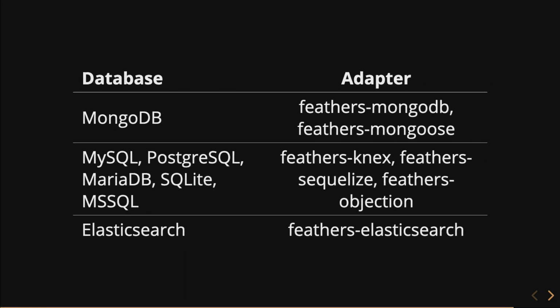You also have access to full database systems. So there's feathers-mongodb and feathers-mongoose, which you can use with a Mongo database. There's feathers-knex, feathers-sequelize, and feathers-objection, which you can use with all of these SQL databases. And there's also feathers-elasticsearch.